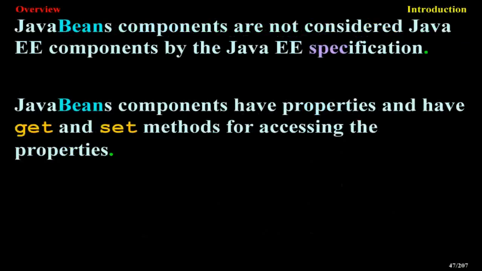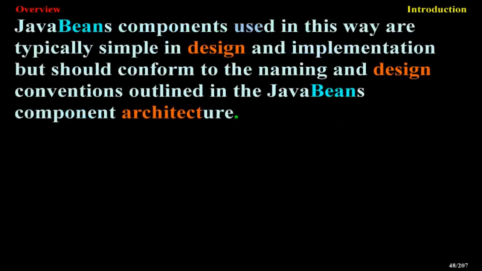JavaBeans components are not considered Java EE components by the Java EE specification. JavaBeans components have properties and have get and set methods for accessing the properties. JavaBeans components used in this way are typically simple in design and implementation but should conform to the naming and design conventions outlined in the JavaBeans component architecture.